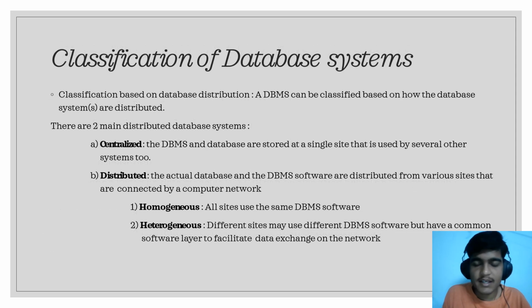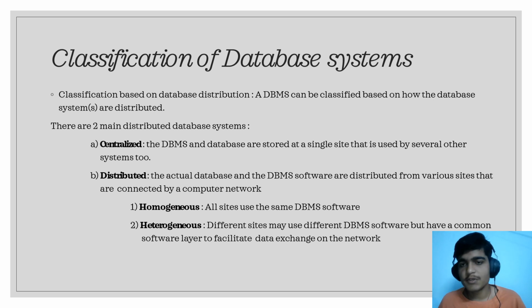So the distribution system can be further classified into two subparts: a centralized database system for an entire work culture, or a distributed database system. A centralized database system works on a single machine or a single server, while the distributed database system is distributed throughout a network of servers.